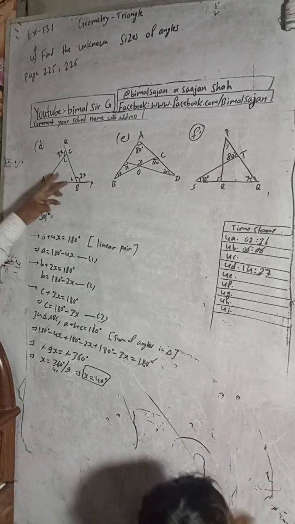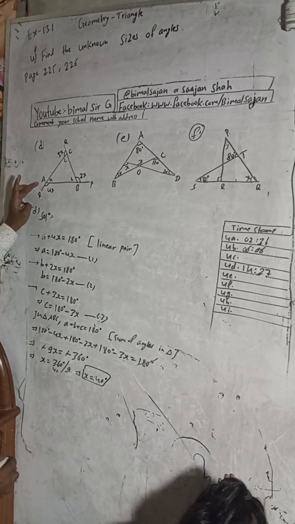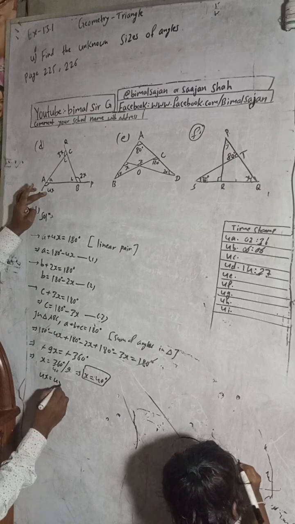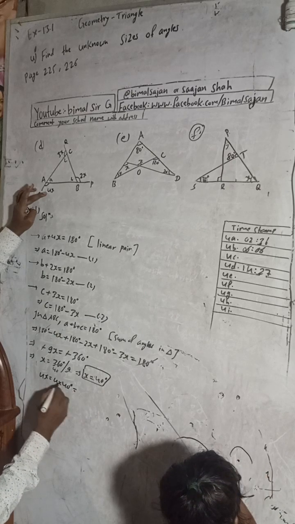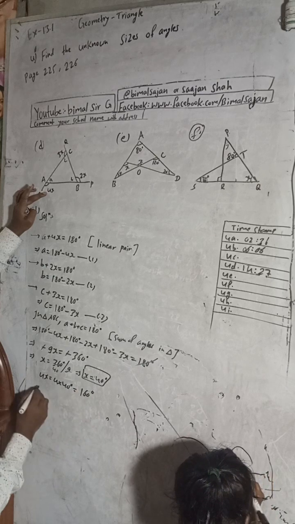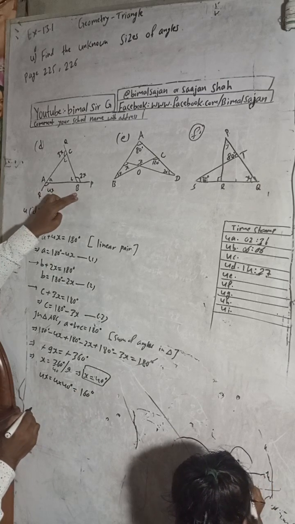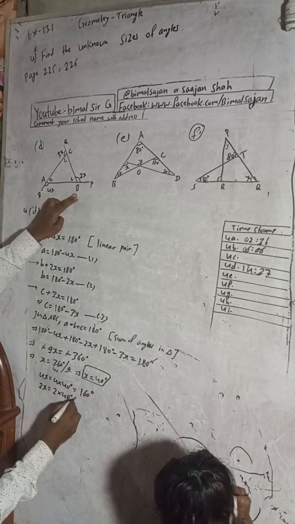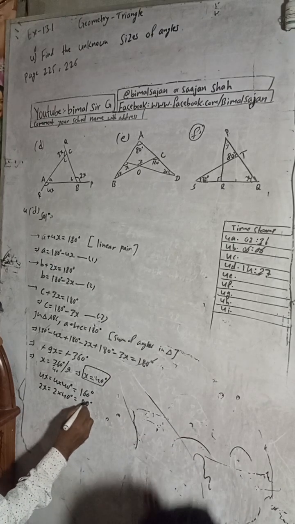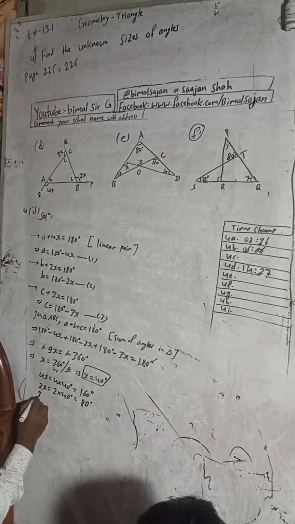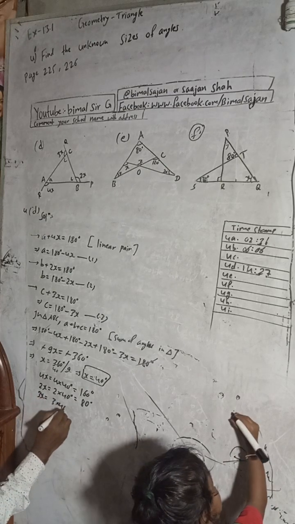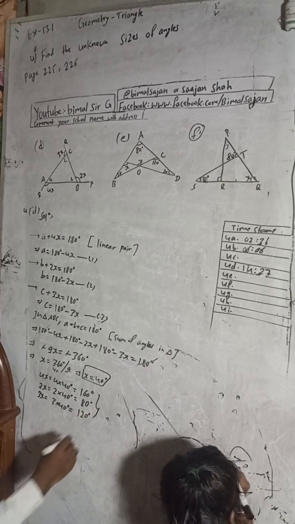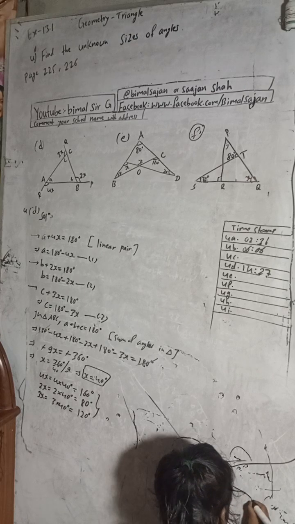Now we can easily find the angles. First angle A, which is 4x. 4x is 4 into the x value, 40 degrees, so 4 fours are 16, that is 160 degrees. Now angle B is 2x, 2 into 40 degrees, 2 fours are 8, that is 80 degrees. And now this is 3x, 3 into 40 degrees, 3 fours are 12, that is 120 degrees. So these are all the answers of 4D.